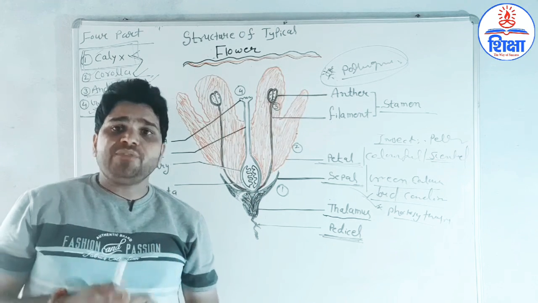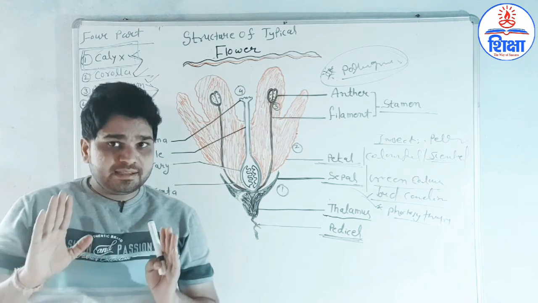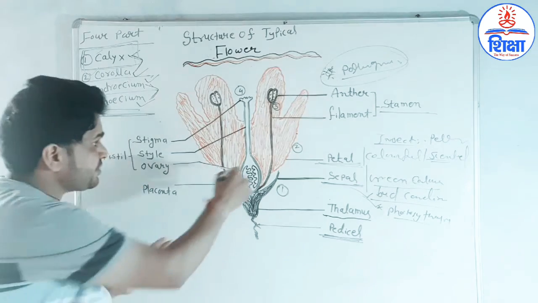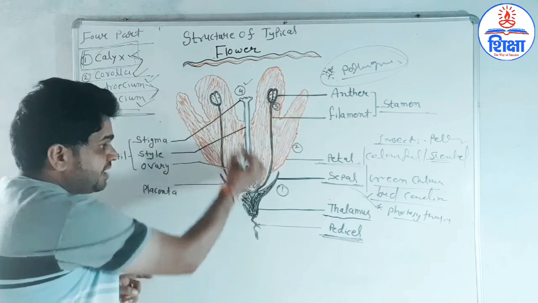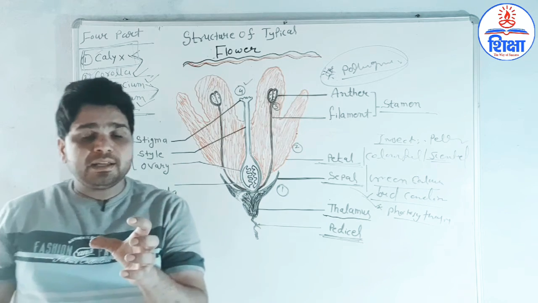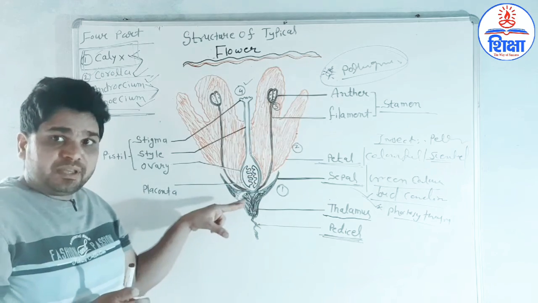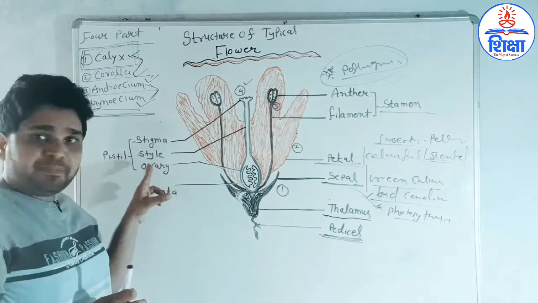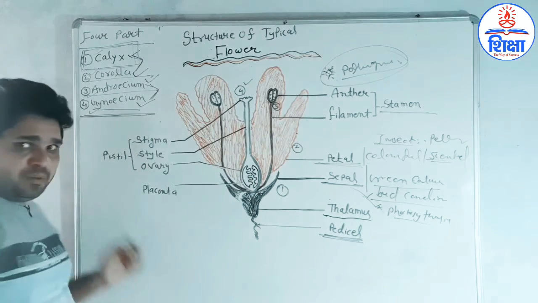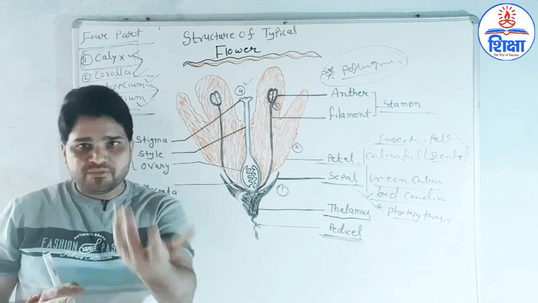Students, the last and fourth whorl is called gynoecium. Gynoecium is the female part of the flower. The fourth and last whorl of the flower is called gynoecium. It is the female reproductive part of the flower, so it is a very important part of the flower. It is made up of three parts: stigma, style, and ovary. Students, the gynoecium is also more than one in number.